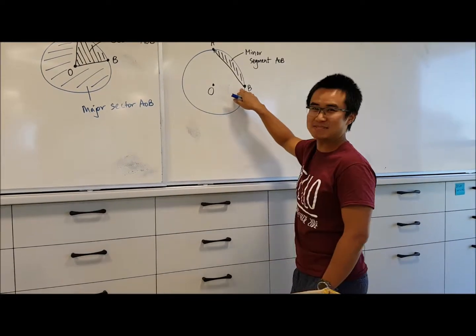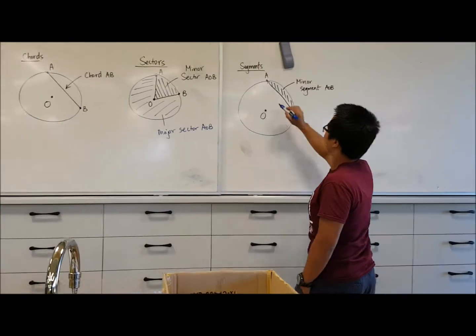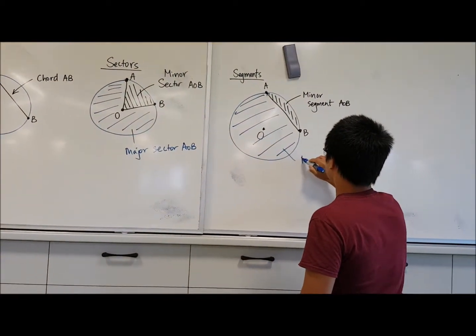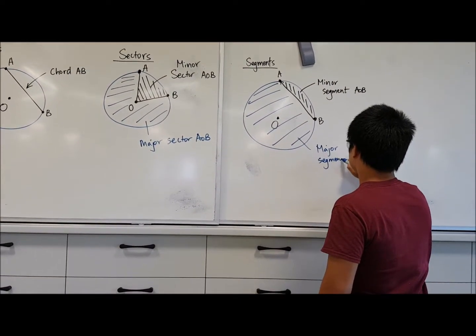So it's basically the area between the chord and the outside, or the circumference of the circle. Now a major segment, on the other hand, is everything else. So the major segment is the area on the other side of the chord.